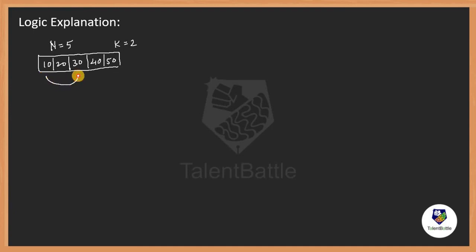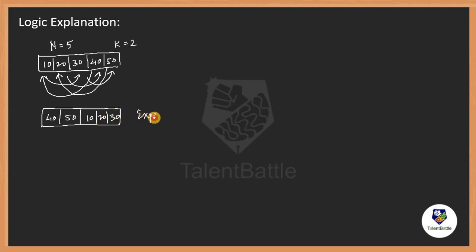10 will be shifted here, 20 will be shifted here, right? And 30 will be shifted here. And what about 40 and 50? Those two elements will again go back to these positions here. And then my structure will be like this. After shifting, 40 will take the place, then 50 will be here, and then 10, 20 and 30. And this is our expected output.